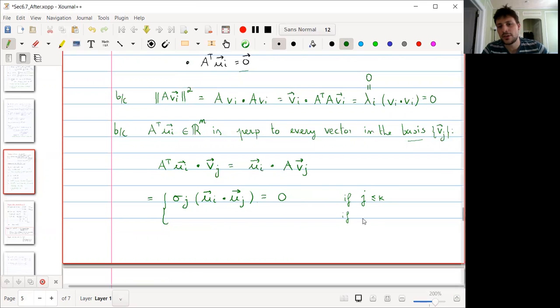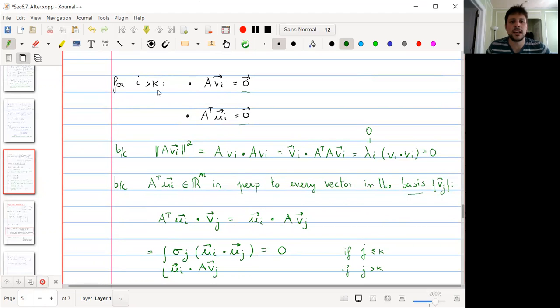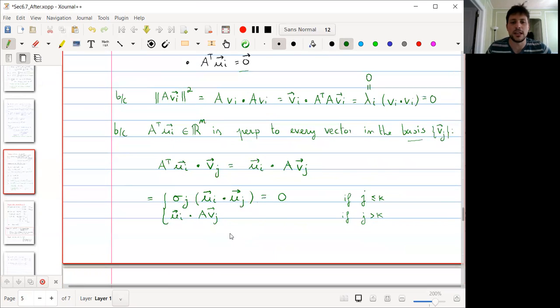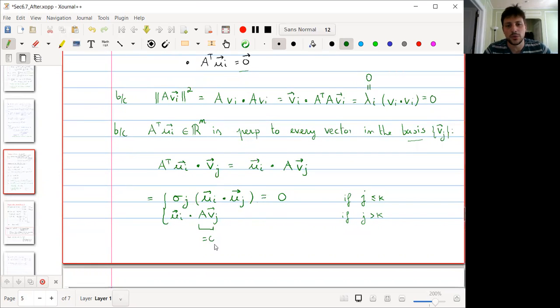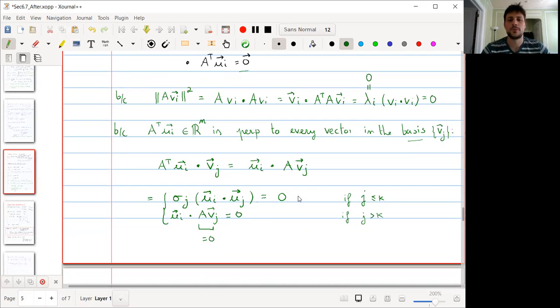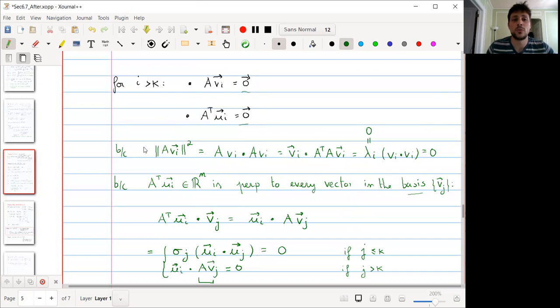Now let's try the other. If we have j strictly bigger than k, this becomes just Ui dot A Vj, but we've just computed that every Vi with i bigger than k, so every Vj with j bigger than k, is a 0 when you multiply by A. So this here is equal to 0, and so we get a 0 in this case too. In other words, A transpose Ui is perpendicular to every vector in the basis, so it must be the 0 vector, which is what's stated in the second equation here.